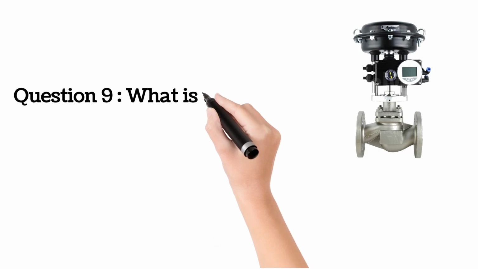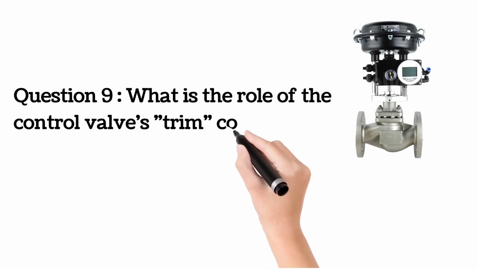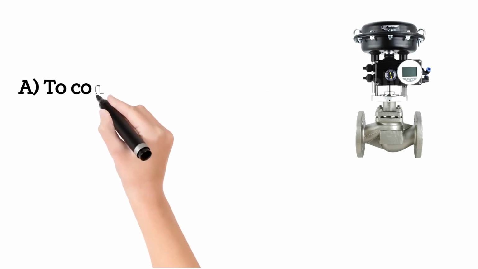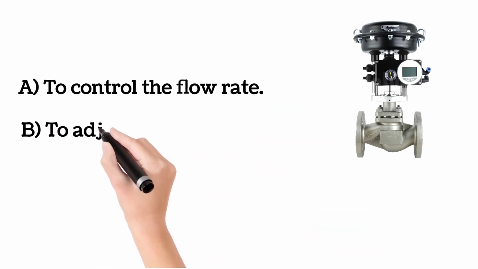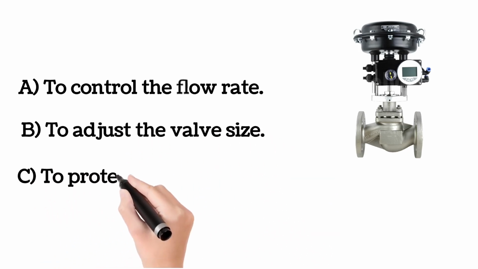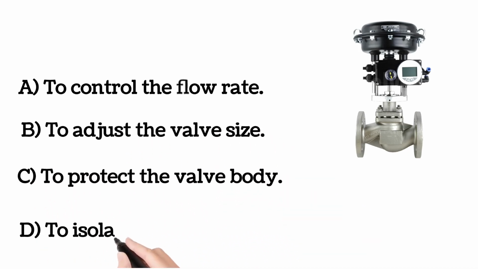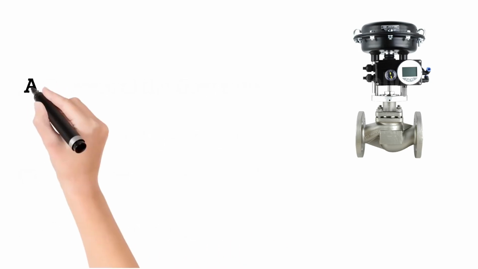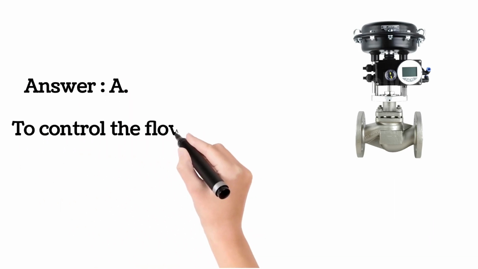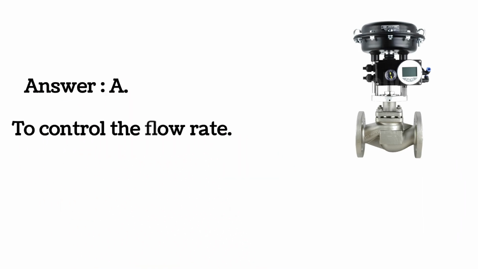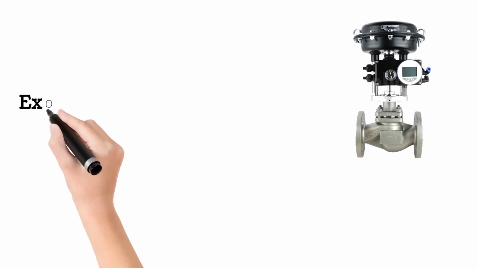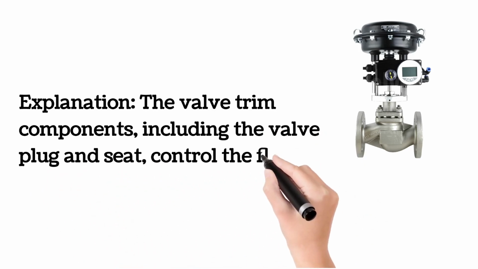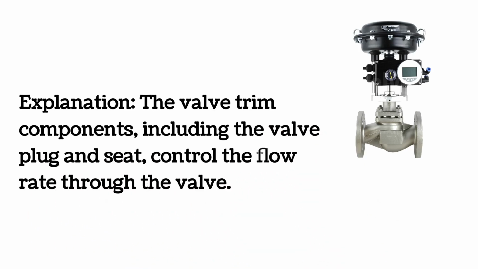Question 9 is, what is the role of the control valve's trim components? A. To control the flow rate. B. To adjust the valve size. C. To protect the valve body. D. To isolate the actuator. Answer is A. To control the flow rate. Explanation: the valve trim components, including the valve plug and seat, control the flow rate through the valve.